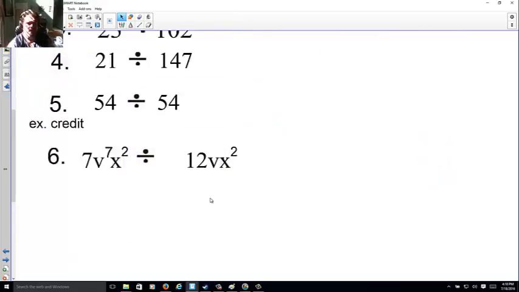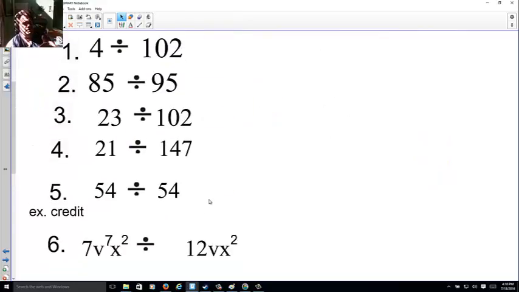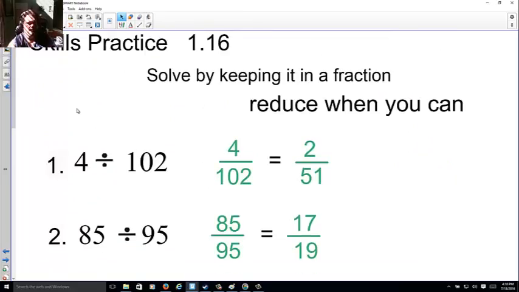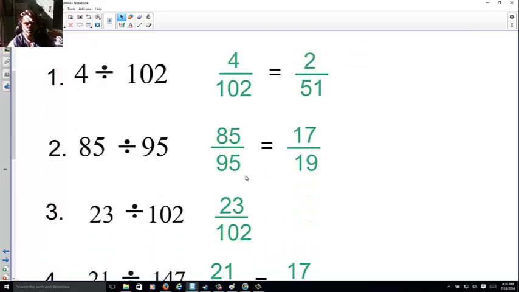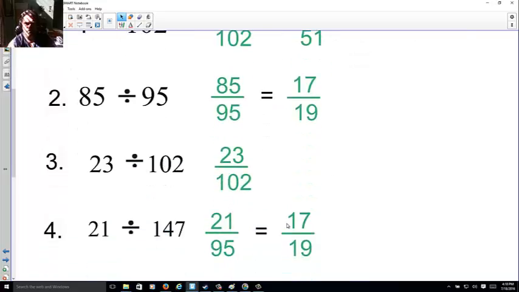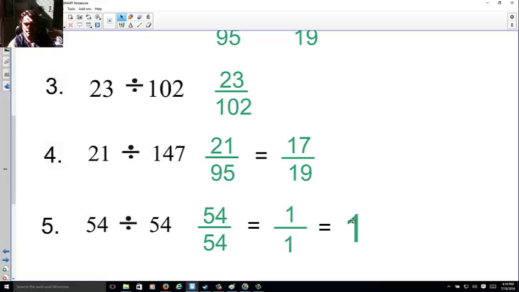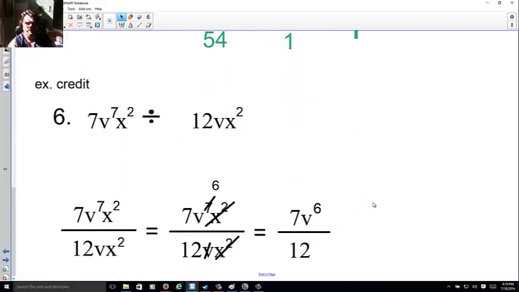Last thing. All right, go ahead and pause. Let's see how you do. Number 1, number 2, number 3, number 4, number 5. And the extra credit, if you're that good, will be right here.